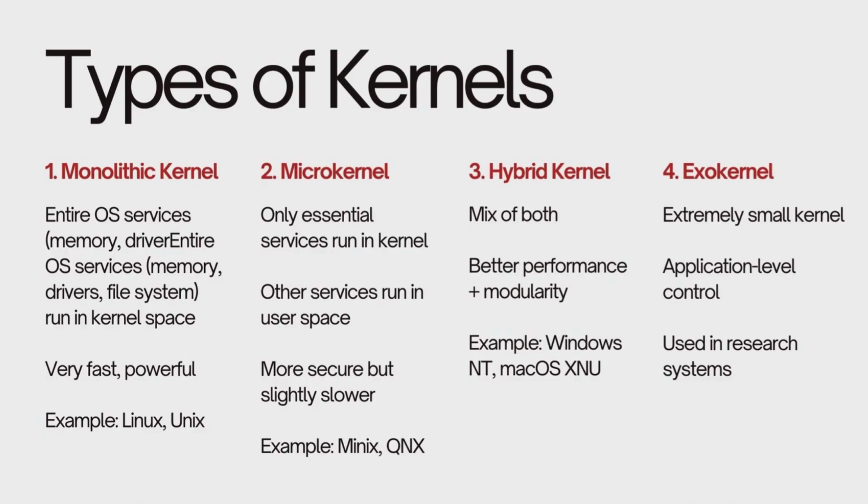The hybrid kernel is a combination of monolithic and microkernel. It takes the best parts of both, offering a good balance of speed and simple maintenance. And then the exokernel is a minimal kernel that gives the application direct control over the hardware. It is mainly used for research and experimental systems.